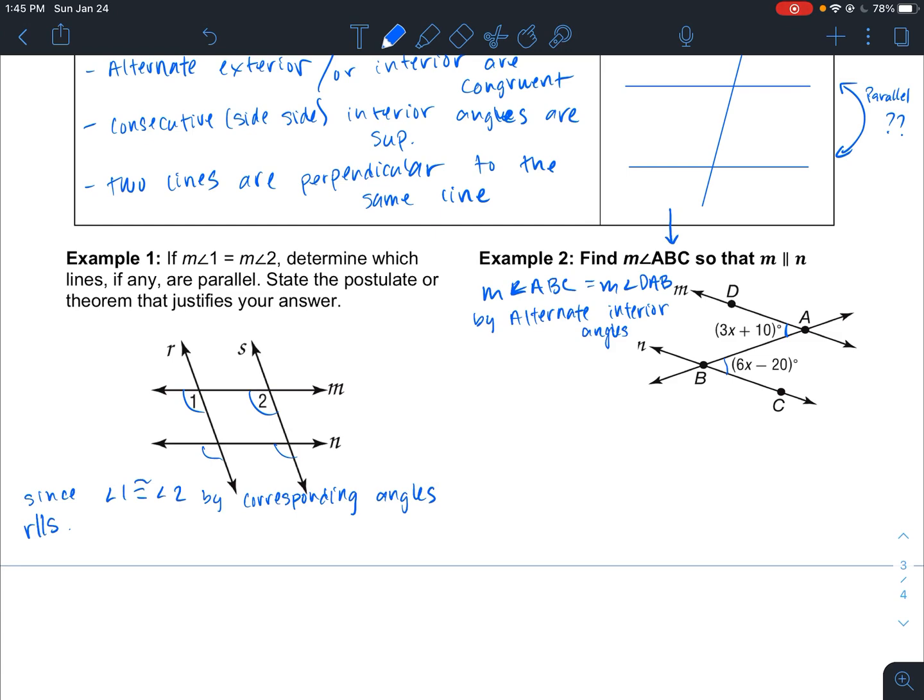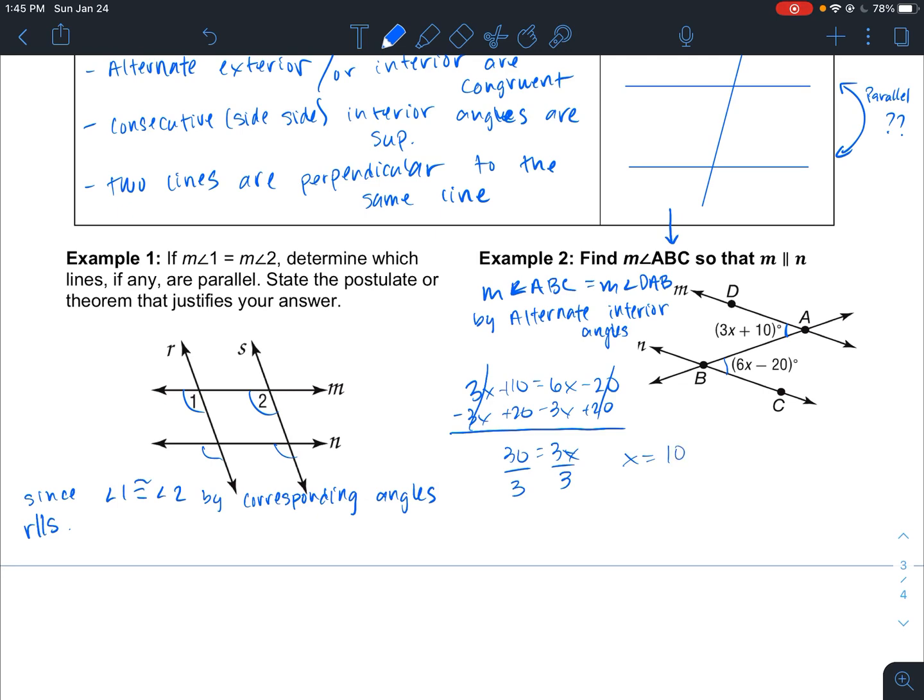Okay, so let's take these angles. So I know that 3x plus 10 is equal to 6x minus 20. Now we have an equation and we can use algebra and solve. So I'm going to subtract 3x here, subtract 3x here, and add 20 here and 20 here. So those cancel. This equals 30. This is 3x, and those cancel. So I can divide by 3. So I know that x would be equal to 10.